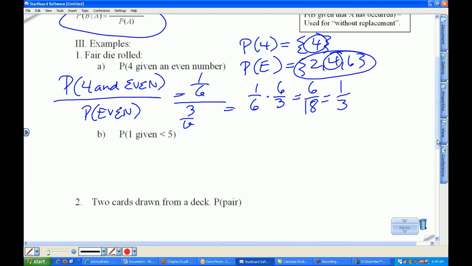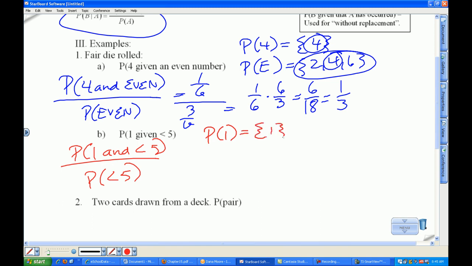Probability of 1 given less than 5. So you want to take the probability of getting a 1 and less than 5 divided by the probability of getting less than 5. Now once again we're rolling a die. So the outcomes when you're trying to get a 1 on a die would just be 1. The outcomes when you're trying to get less than 5 would be 1 through 4. Okay, and remember for and, they have to satisfy both conditions. So the probability of getting a 1 and less than 5 only happens one time. So this would be 1 out of 6. The probability of getting less than 5 is 4 out of 6.